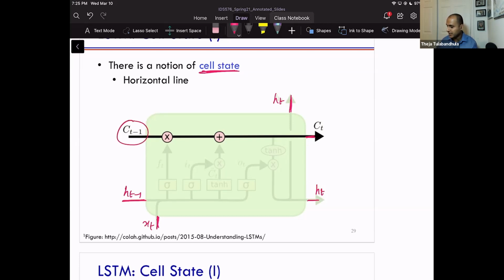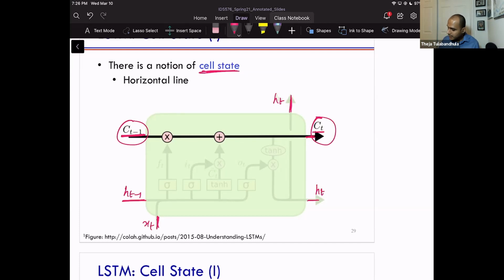That's just specific to the LSTM itself. So that's called a cell state. Just think of it as a vector. I have a c t minus 1 vector coming in, and it becomes a c t vector. It's called the cell state vector. It's not the hidden vector, and it's not the input vector, so it has a new name.